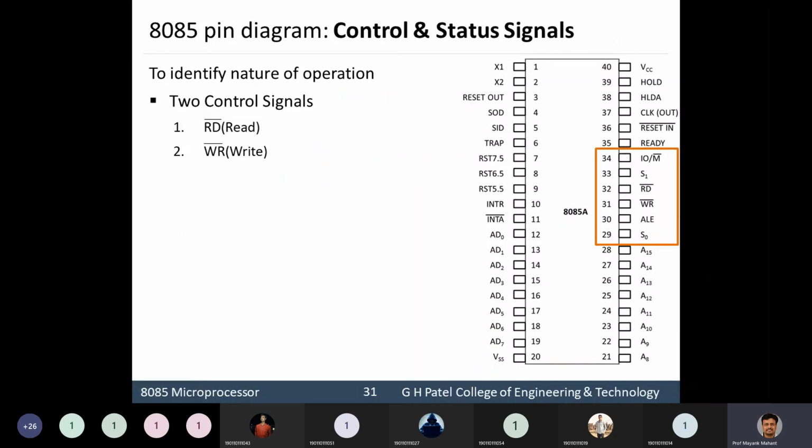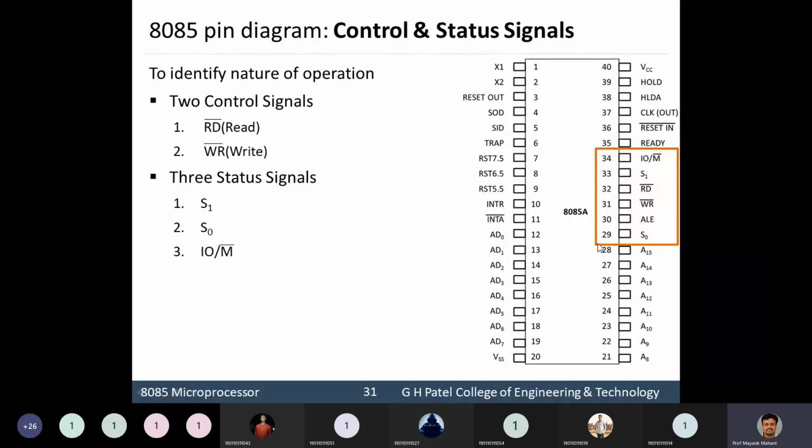The second is the control and the status signals. There are two control signals. One we call read and another we call write. Generally we read the memory or read the IO, as well as write the IO and write the memory. This particular signal will help us identify what operation is to be carried out.